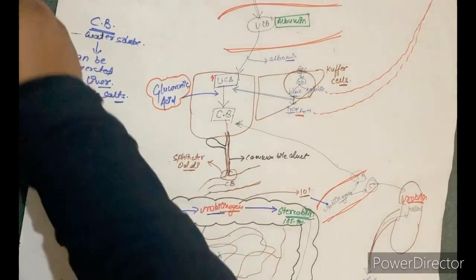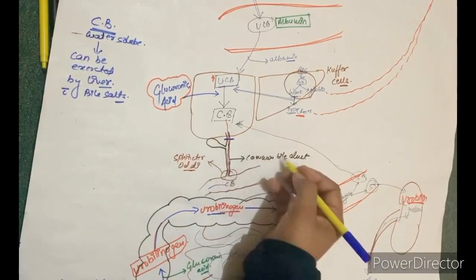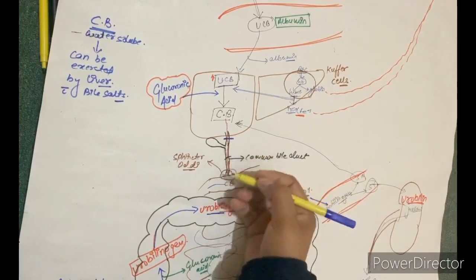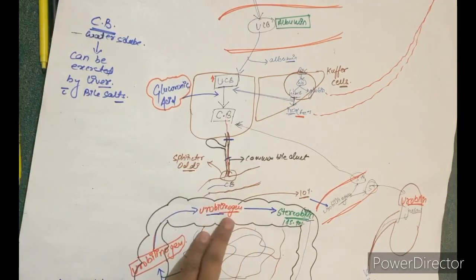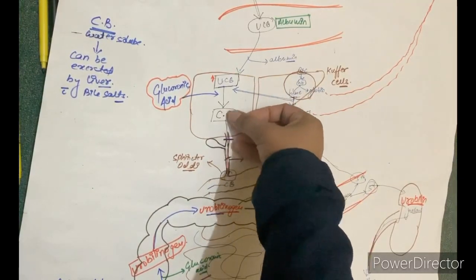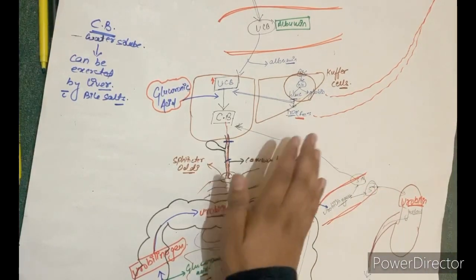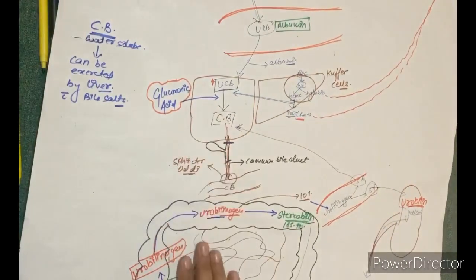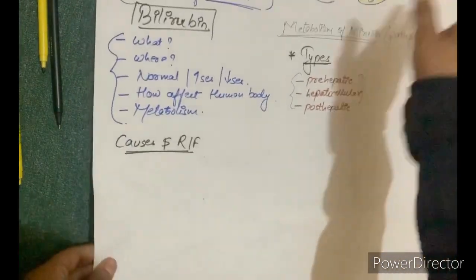Then the last is post-hepatic. If there is any blockage in the cystic duct, common bile duct or hepatic bile duct, if there is any obstruction or tumor, gallstone or obstruction in all these, then there is difficulty for conjugated bilirubin to pass into the duodenum. So these are the post-hepatic causes of jaundice.